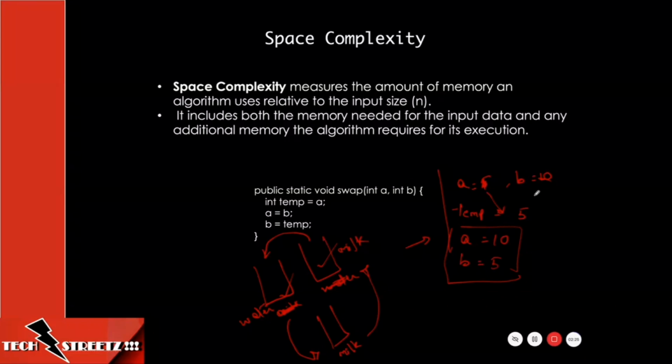This algorithm uses a fixed amount of memory regardless of the input size. Here, the space complexity of this algorithm is Big O of 1, because this algorithm uses only a fixed number of variables like a, b and temp, which does not change with the size of input. So the space complexity is Big O of 1.